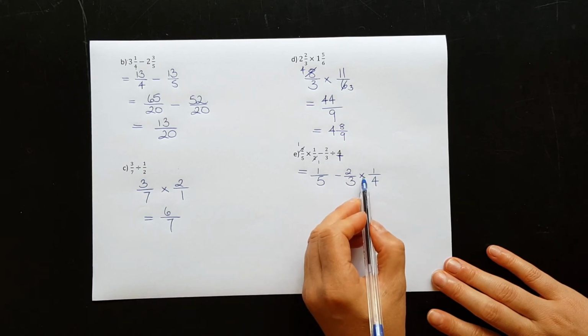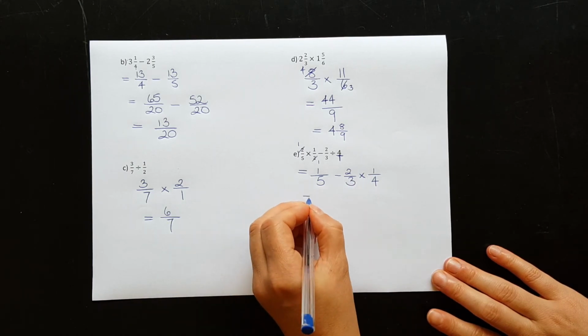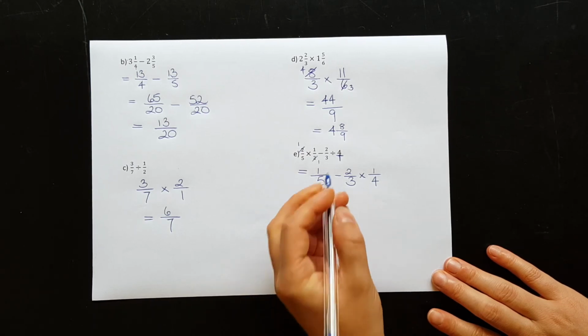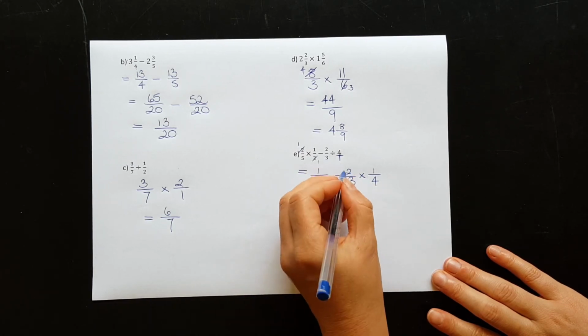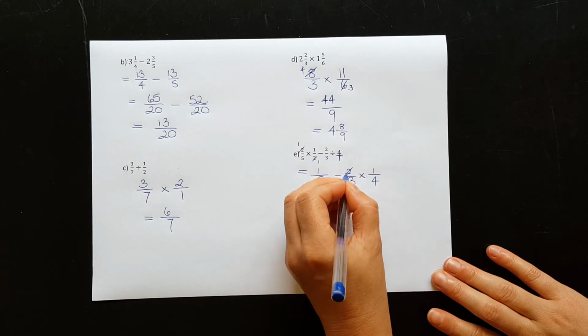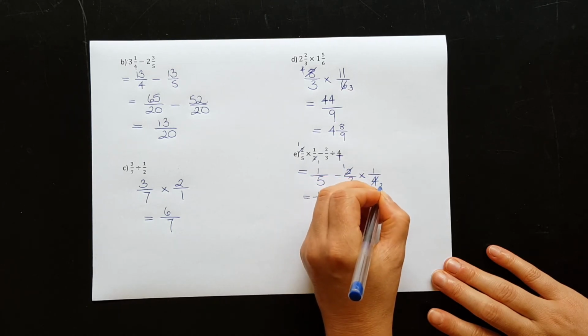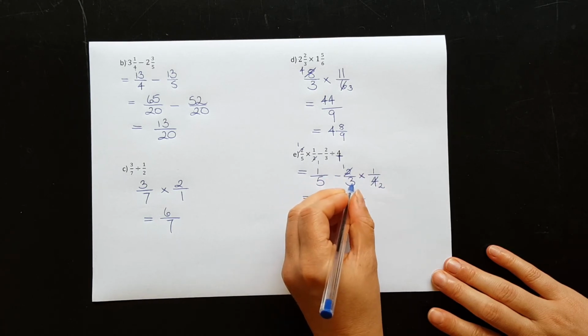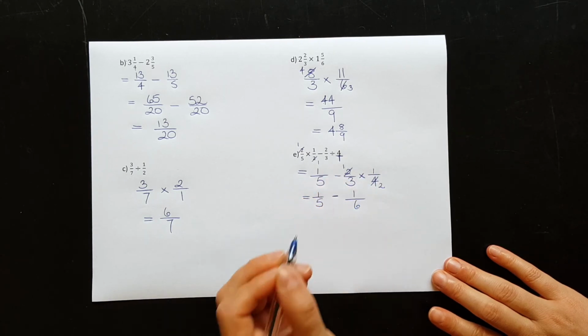Now we need to do this multiplication next. So the 1/5 stays at the front, minus. Now we can cancel. These can divide by 2 to get a 1 and a 2. 1 times 1 is 1, and 3 times 2 is 6.